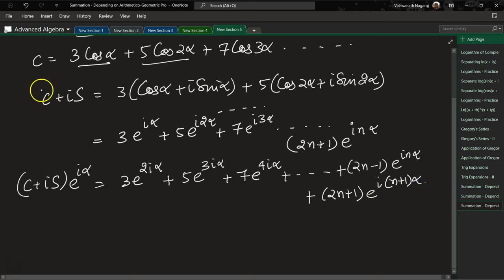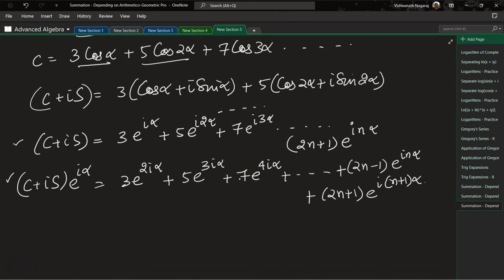Done. Now what happens if I subtract these two? Actually not this particular one, but this one, C plus iS, this and this. There is no corresponding i alpha term. Here I have 2i alpha, 2i alpha. So 5 minus 3 is 2, 7 minus 5 is 2, 9 minus 7 is 2. So 2 will be common and only the exponential terms will be left. Okay, so things look promising.